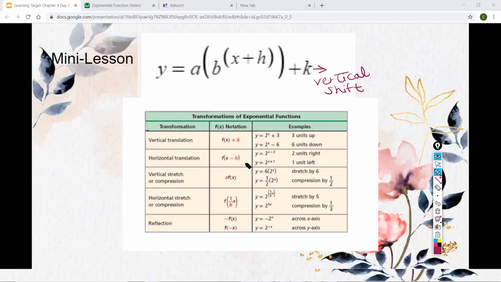Horizontal translation. Do you see the example here? What's important about these? This one says 2x to the minus 2 power, but does this mean minus 2? It means positive 2, so put this is the opposite. So if it's 2 units to the right, it's going to be X minus 2. 1 unit to the left, it's going to be X plus 1. So those are horizontal.